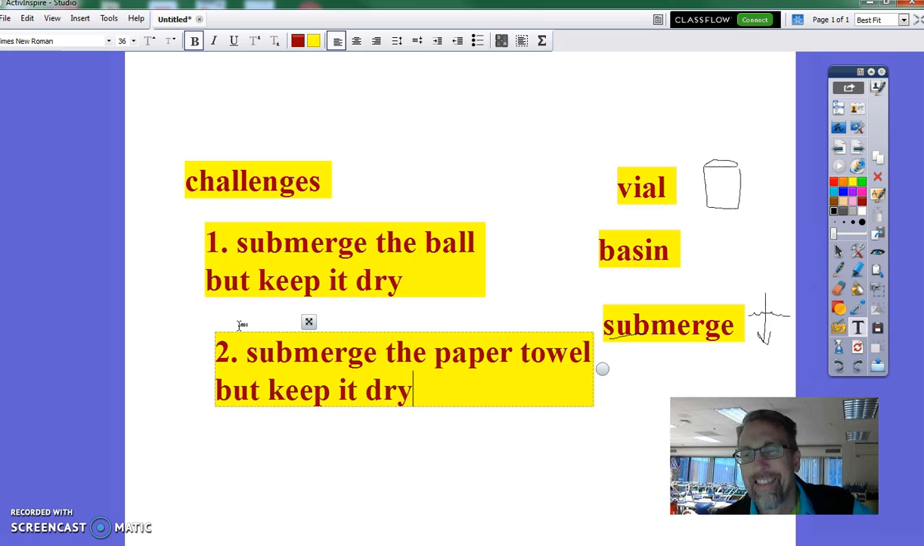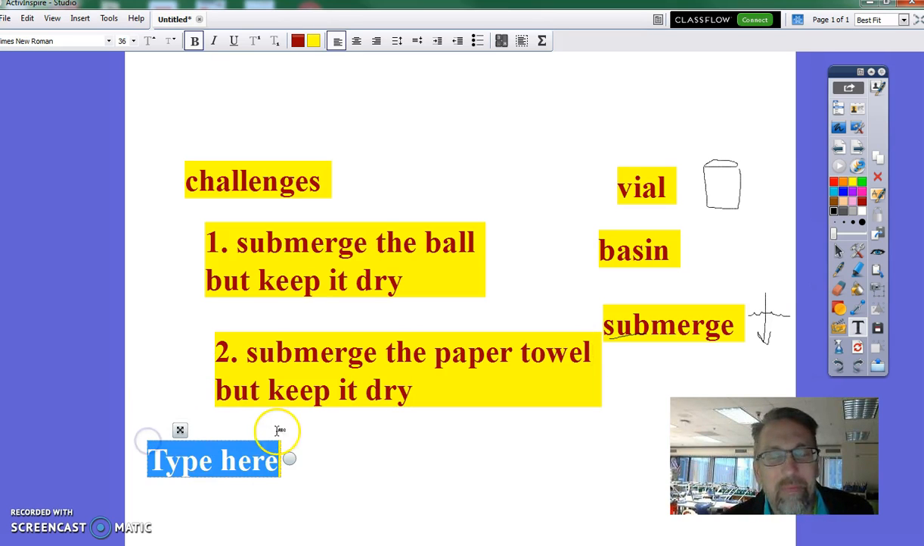If you get that one done and you show your teacher, the next one that you do is: can you take the little piece of paper towel and submerge this underwater but keep it dry? That's the biggest thing. So let's talk about these.